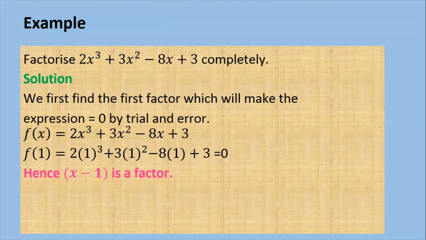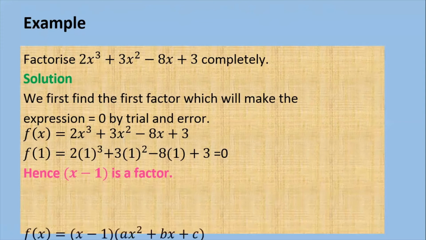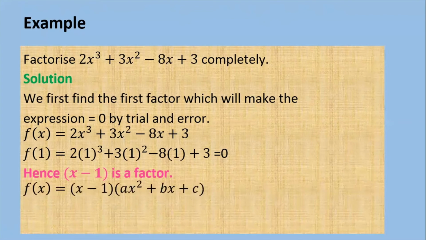Okay, we need to find the other factors. It is a cubic, so we need 2 factors. Right? How are we going to do it? You choose the method that you want. It can be long division, it can be comparing coefficients, or it can be synthetic division. Right. Let's use comparing coefficients. So x minus 1 times a quadratic will give us 2x cubed plus 3x squared minus 8x plus 3, right?